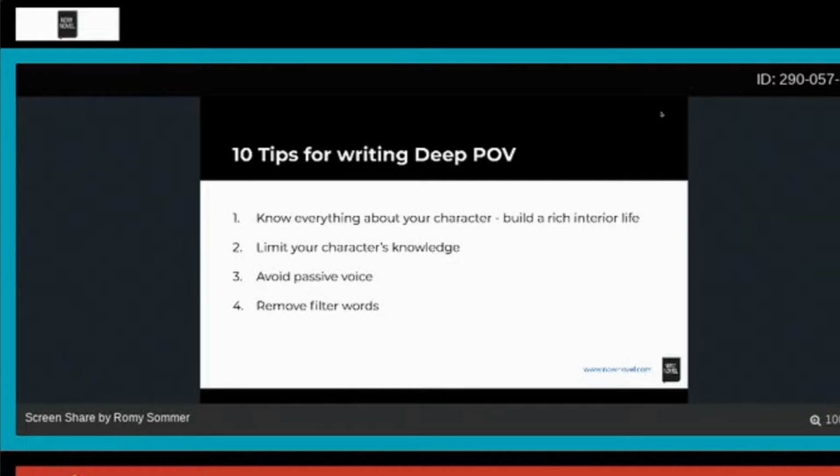And if we have time at the end of the session, I have got a little exercise, or if anybody wants to hang around a bit longer afterwards, I've got a little exercise that shows you filter words. Now, filter words are: he realized, she noticed, he saw, they heard, they thought. These words remind the reader that there is a narrator telling us what the character saw, heard, thought, realized, noticed, observed, deduced, whatever those filter words are.